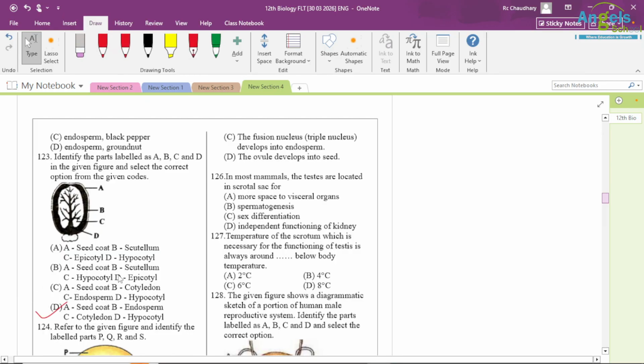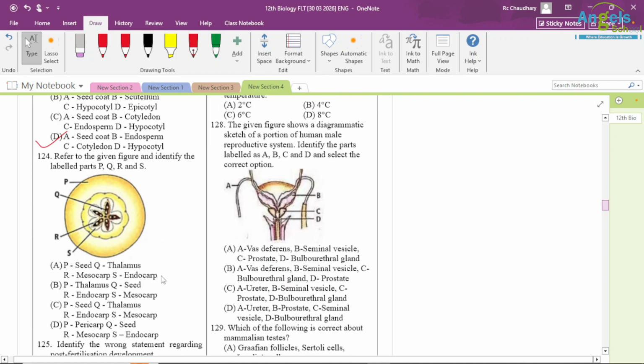Again, question number 124, you have to label a diagram. So apple's diagram is given, and P is thalamus, Q is seed, R is endocarp, and S is mesocarp. Okay, so B option is correct.